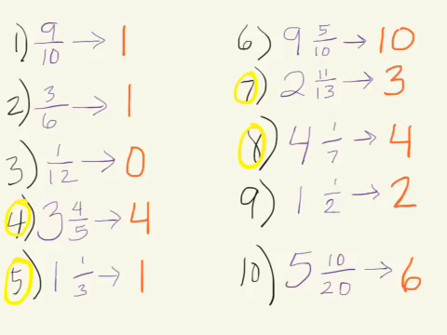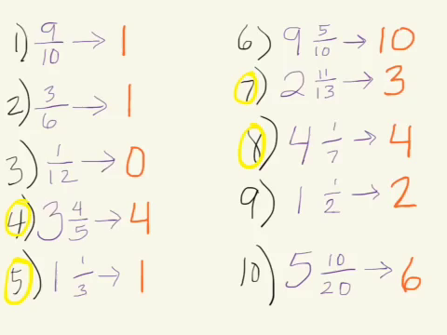All right, here are the answers. Let's talk about these. First of all, you can look and see how many you got correct. Okay, number 1, 9/10. It's between 0 and 1 on a number line. The halfway mark would be 5/10. And I've got 9. That's more than half, so it's closer to 1.